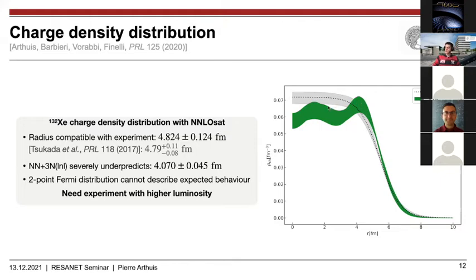The thing, though, is that from the very nature of a two-point Fermi density, we can't really say much about what happened inside the nucleus. We have this kind of wiggly behavior with a slight depletion at the center coming from our calculation, but we can't discriminate with the experiment. We would need the experiment to reach higher luminosity and be able to extract a 3 or 4 point distribution to really be able to say more. But that's not a problem. That already means that we have something that is not too crazy.